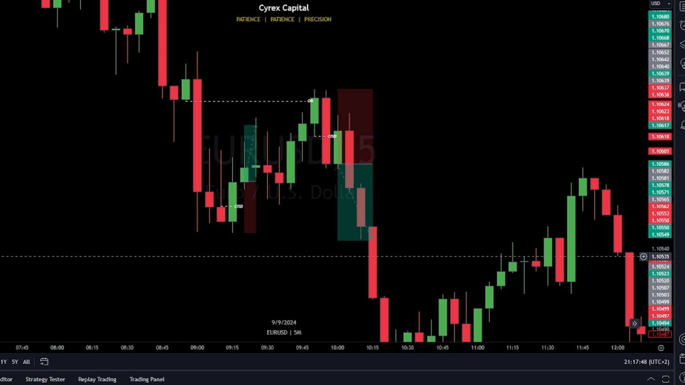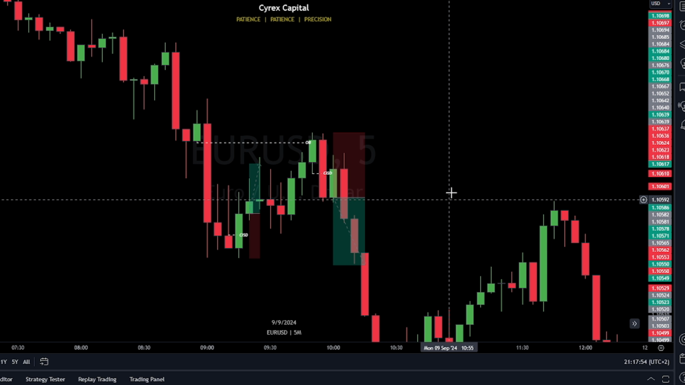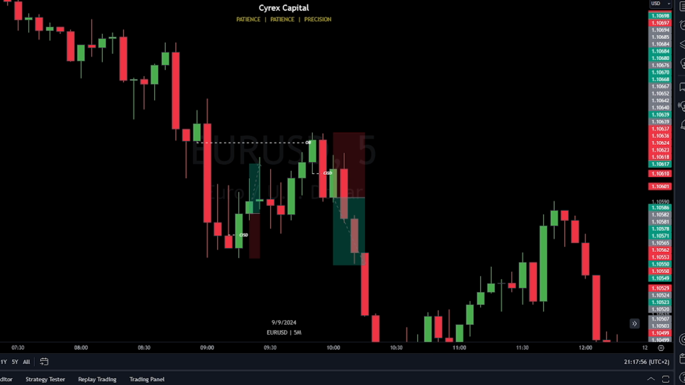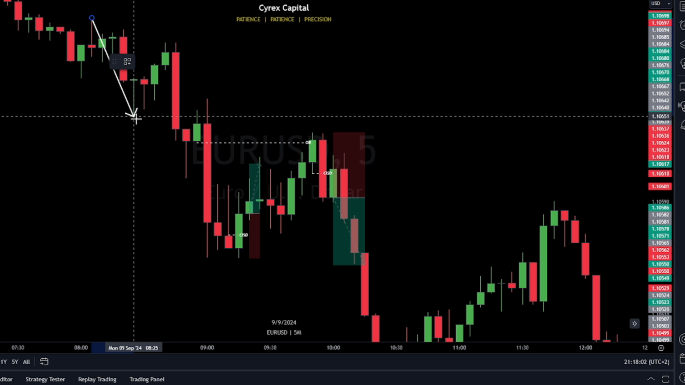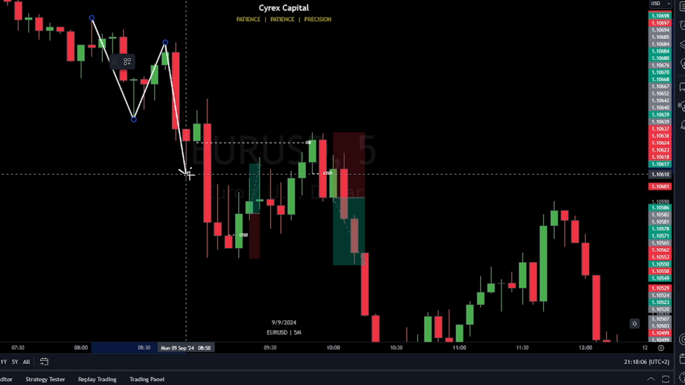So let's go over what happened today. Today I took two trades, right? These are the two trades. These were in London session, right? So as price came down, I was monitoring price.